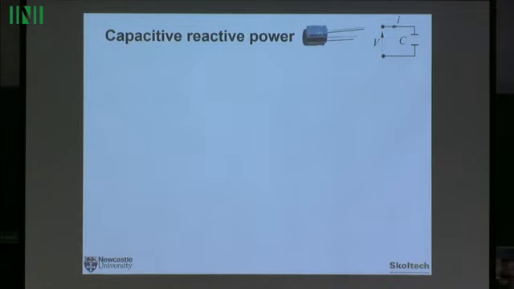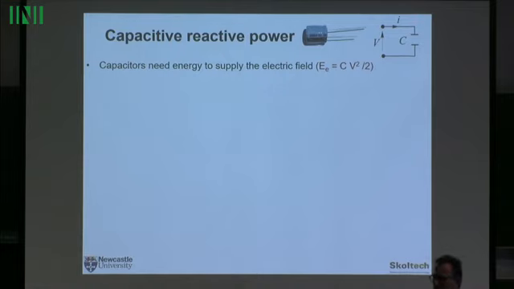And now capacitive circuits. In capacitive circuits, everything is exactly the same, but it is shifted by 90 degrees, because the capacitive current is 90 degrees ahead of the voltage, while in the inductive circuit it was the other way around. It was delayed by 90 degrees. And it's connected with the voltage. Because capacitors need energy to supply the electric field. So if you have a capacitor, there is a voltage across it, and there is some stored electric energy in the capacitor. And that electric energy is proportional to the square of the voltage: C V squared divided by 2, where C is capacitance.